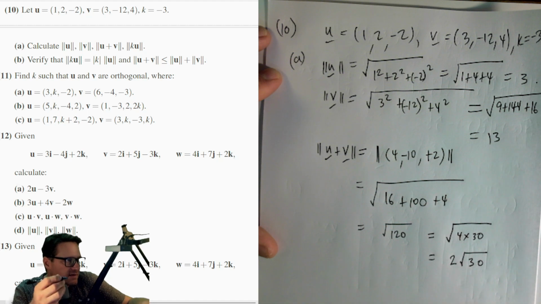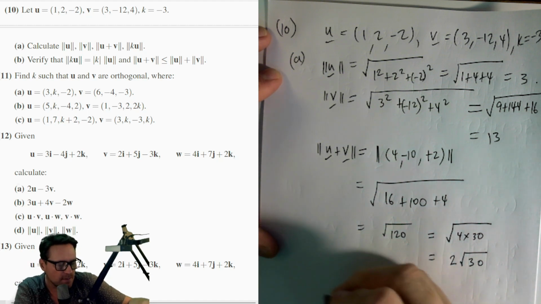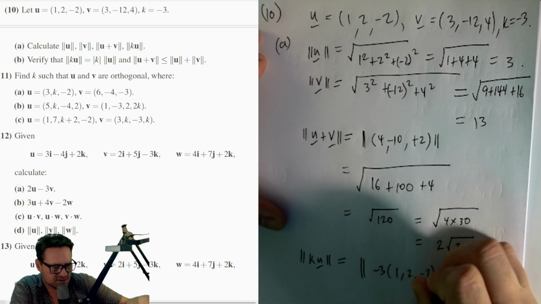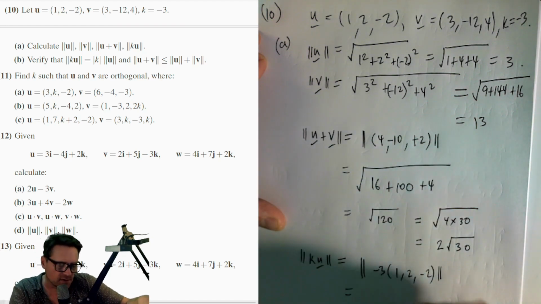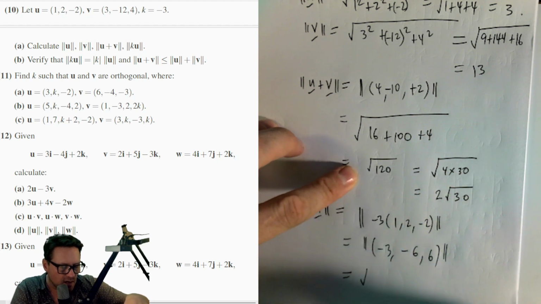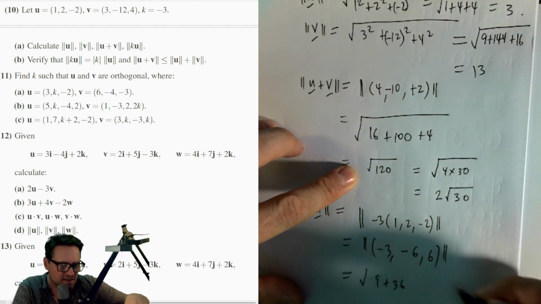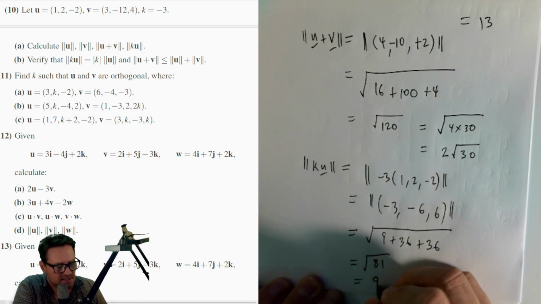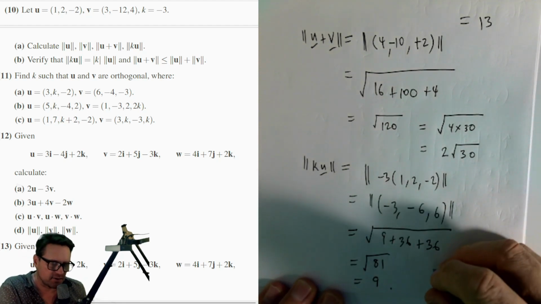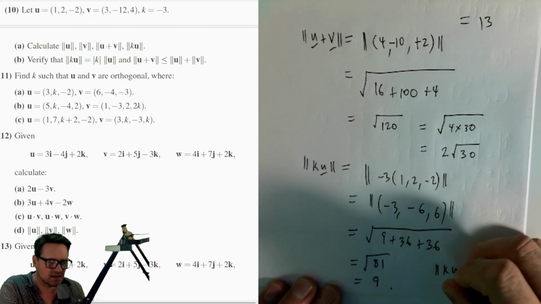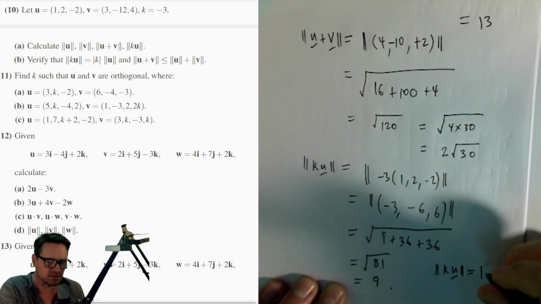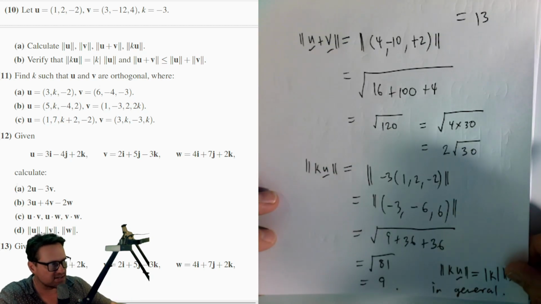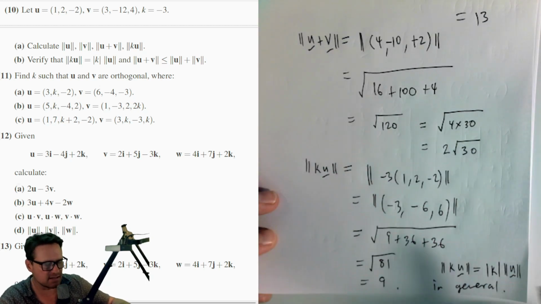Okay, next, calculate the norm of k times u. So this is the norm of minus 3 times the vector 1, 2, minus 2. And so let's multiply it in first. And so we have the square root of 9 plus 36 plus 36, which is the square root of 81. And so that's 9. So incidentally, in general, the norm of k times a vector u is the absolute value of k times the norm of u in general. Okay. All right. So in part B, the first part of that asks us to do this.